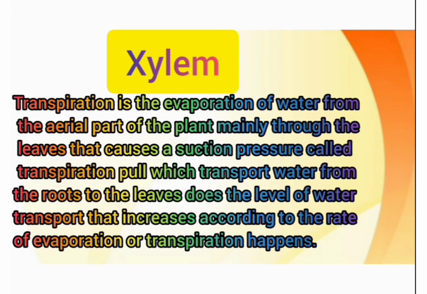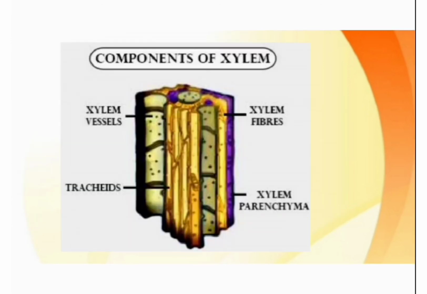Transpiration is the evaporation of water from the aerial part of the plant, mainly through the leaves, that causes a suction pressure called the transpiration pull, which transports water from the roots to the leaves. Thus, the level of water transport increases according to the rate of evaporation or transpiration. So, in the xylem it happens.